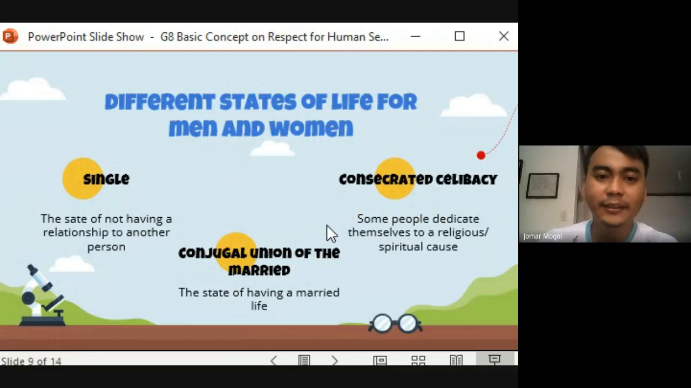Yan. There are different states of life for men and women. Okay? So, obviously, we have the single. Second is conjugal union of the married. The third one is consecrated celibacy. For the single, so yun yung mga walang jowa. Okay? Basically, sila yung hindi pa kinakasal. Okay? Sila yun, yung mga single na yun. Sir, paano po yung may mga boyfriend, may girlfriend? Considered ka pa rin as single kasi hindi ka pa kinakasal. Okay?